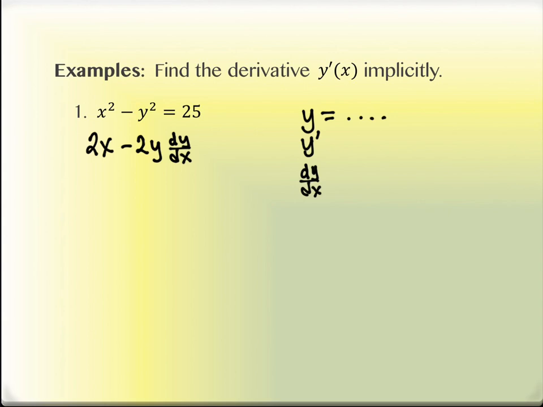It's a chain rule. Okay, the other side's easy. What's the derivative of 25? 0. Okay.